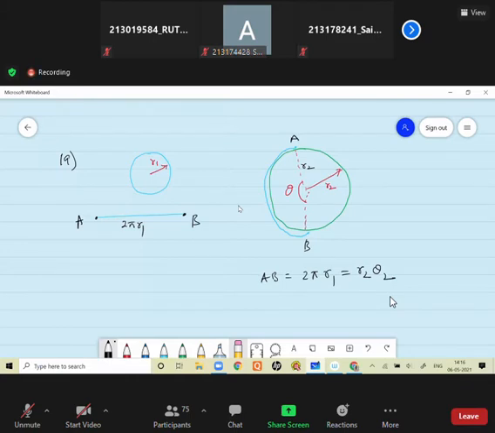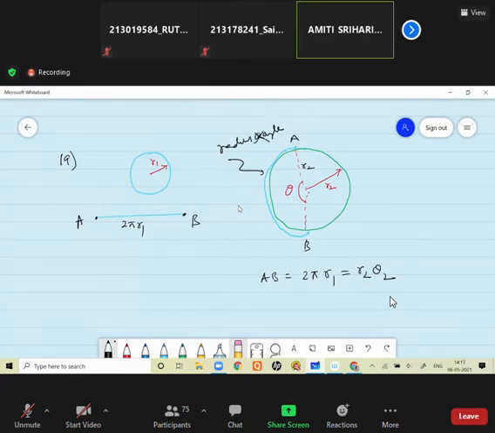Arc length is radius into angle. So that's the reason why R2. So what do you require to calculate? Theta 2 you require to calculate. Theta 2 is equal to 2 pi R1 by R2.